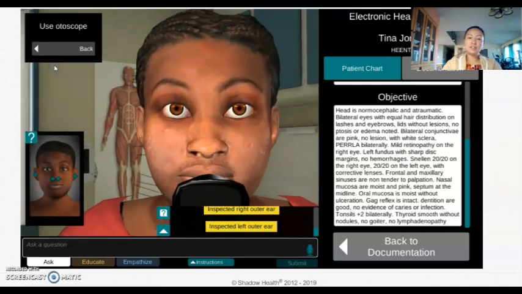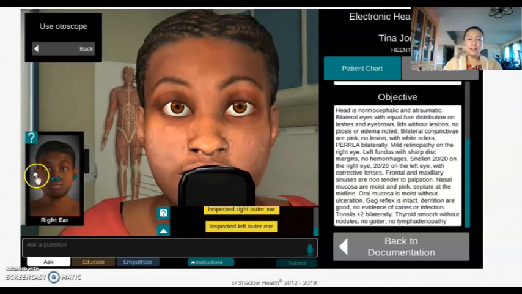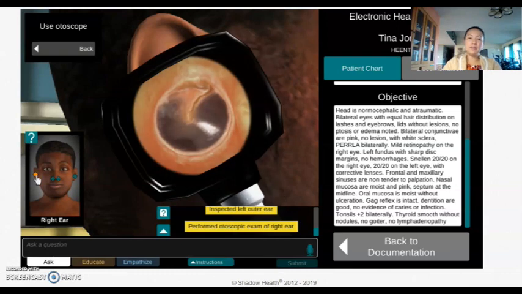Okay, using the otoscope, now I can see the inner aspect of the ears. So right now I am inspecting the right ear, and I can see the tympanic membrane is pearly gray. There's no drainage, there's no erythema, and the cone of light is at the 5 o'clock position. It's not distorted.